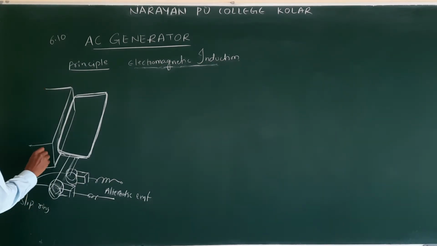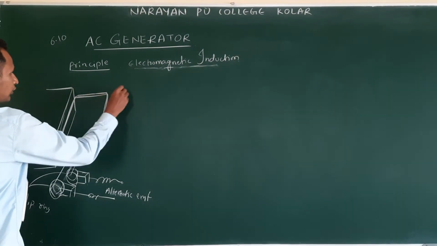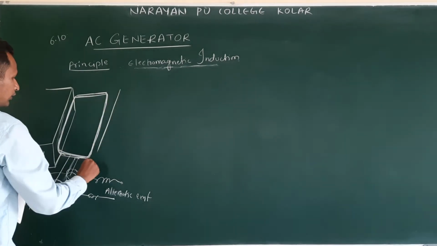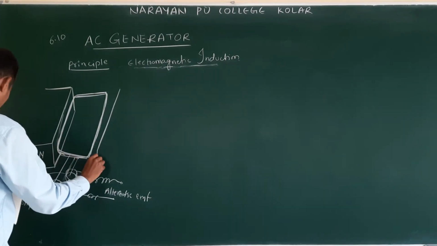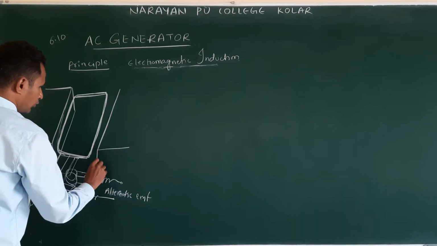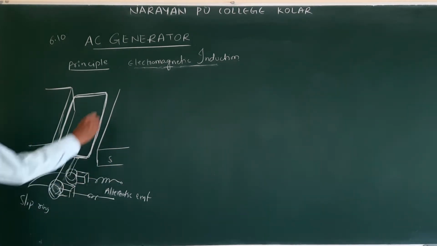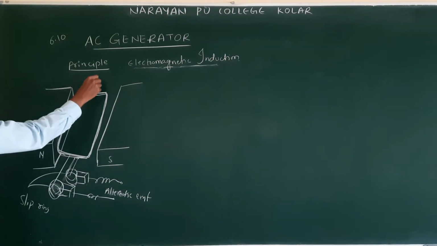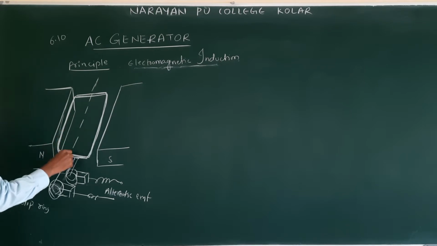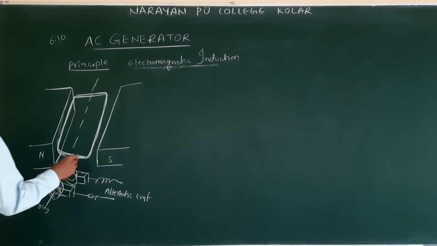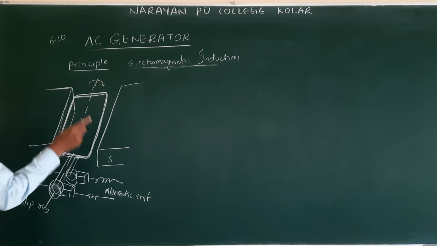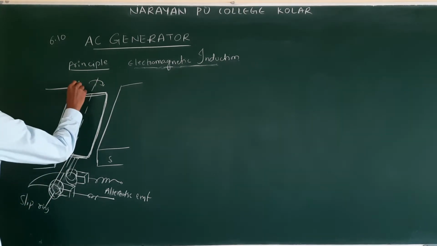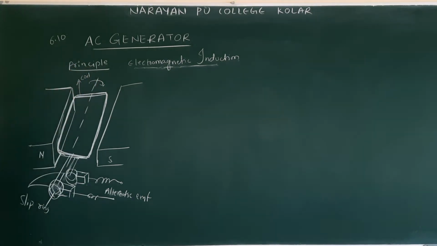Alternating EMF. This is north, and here we need another magnet. This is south. Okay, this is the axis of this coil. About this, it rotates. Okay, this is the coil. Clear? So this is the figure of AC generator.